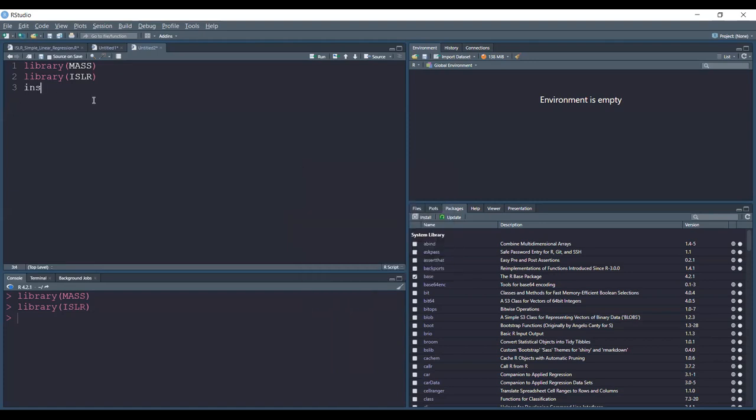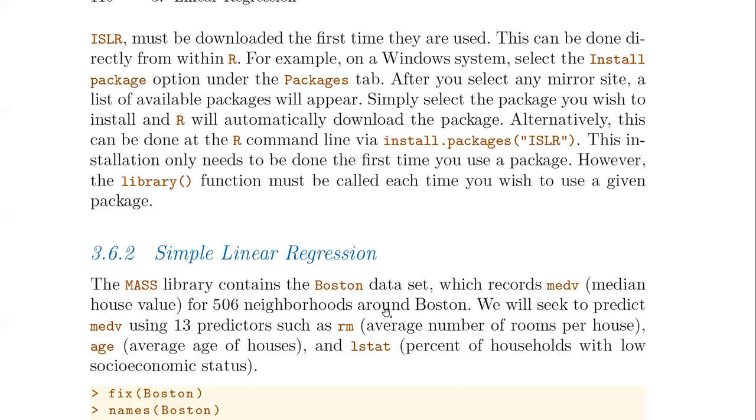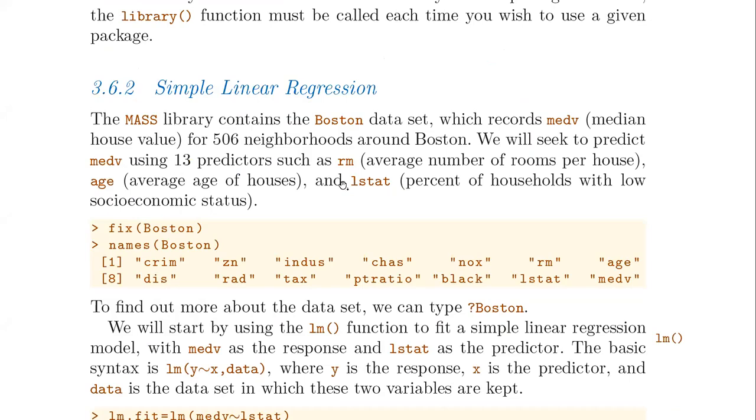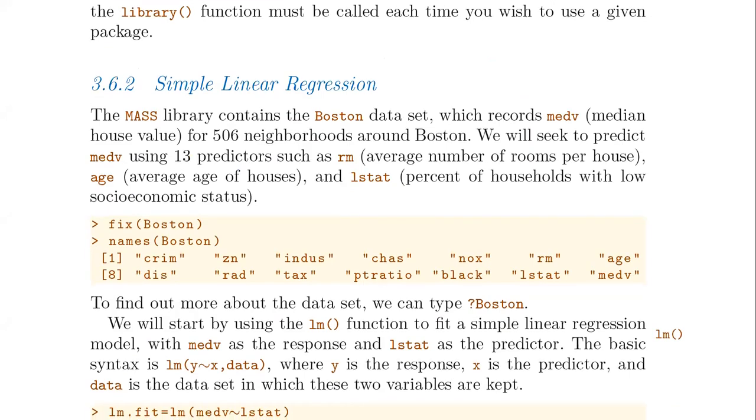Another way of installing is by typing install.packages. You need to use these inverted commas. Don't forget that you then need to load the package. So after installing, you do need to actually call library and the package name, without inverted commas this time. However, the library function must be called each time you wish to use a given package. We're starting from simple linear regression, as we would expect.